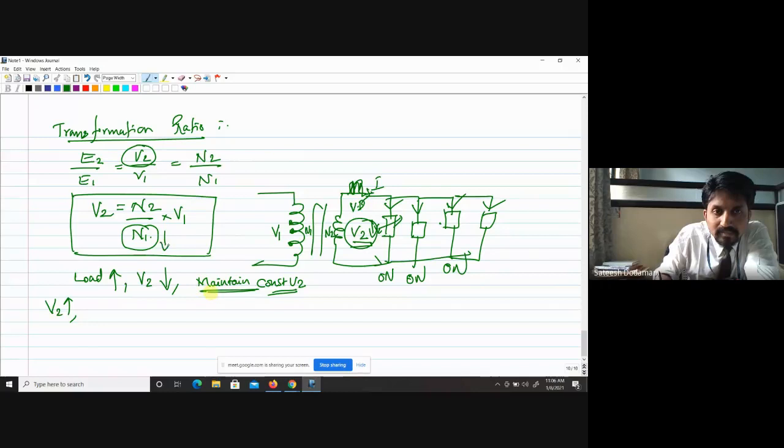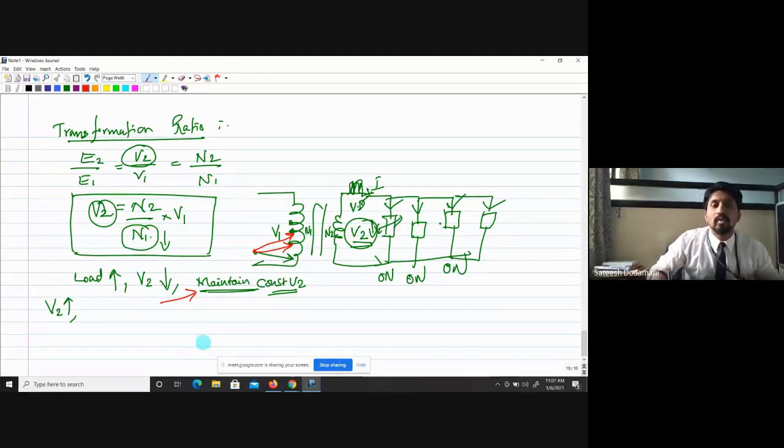N1 should decrease because they are inversely proportional. If the tap changer was connected to this point earlier, and you want to maintain this V2, the number of turns should decrease. So instead of this, you connect it from here to here, or from here to here, accordingly, so that V2 is maintained. V2 increases and comes back to this, maintaining constant voltage.